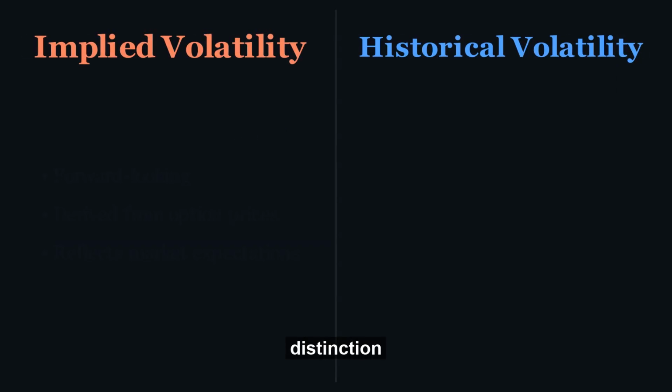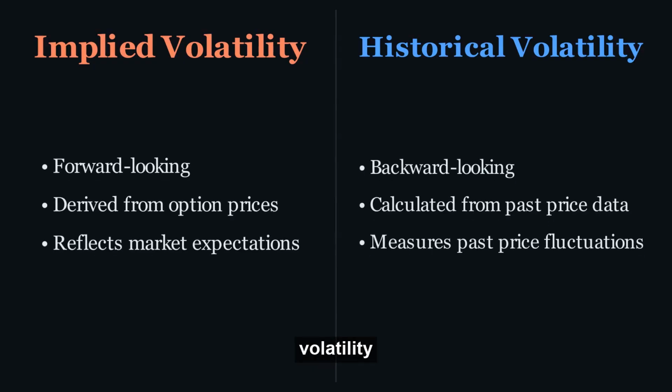A critical distinction we explored was between implied volatility and historical volatility. Historical volatility looks backward, measuring the standard deviation of past price returns. It's a factual record of what has occurred. Implied volatility, on the other hand, is forward-looking, representing the market's best guess of future volatility, derived from option prices. These two measures often diverge, with implied volatility typically higher than historical volatility due to a volatility risk premium that option sellers demand.